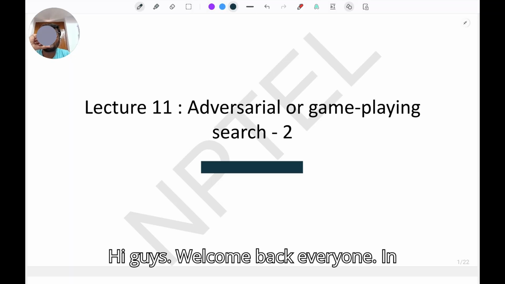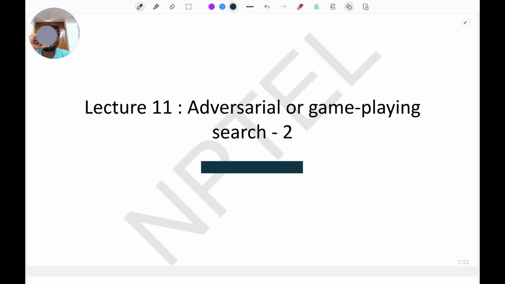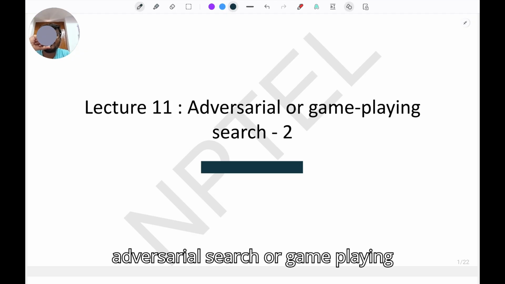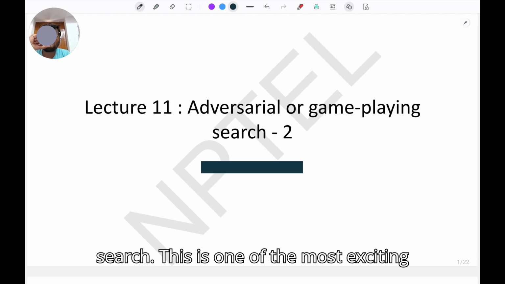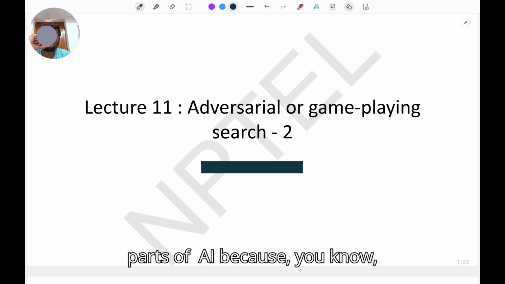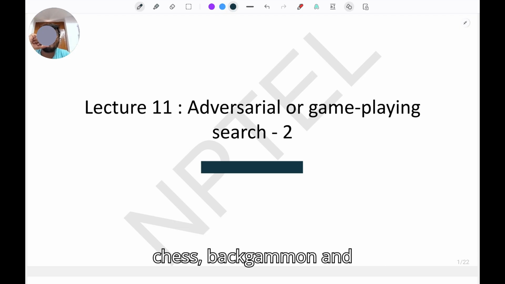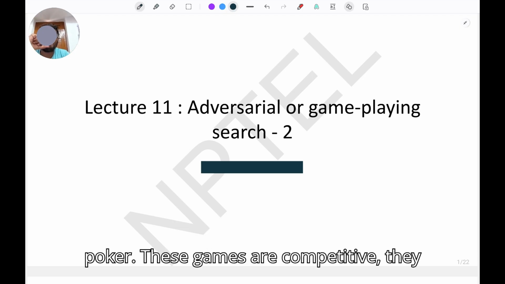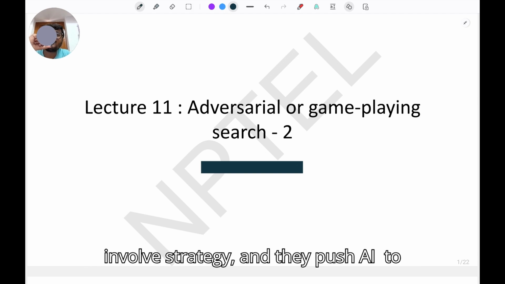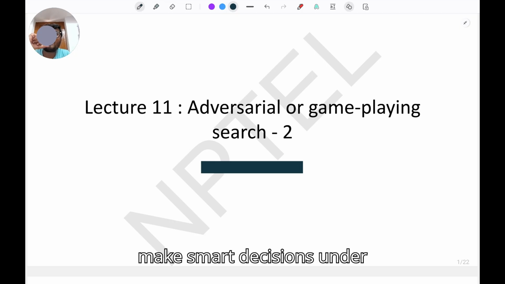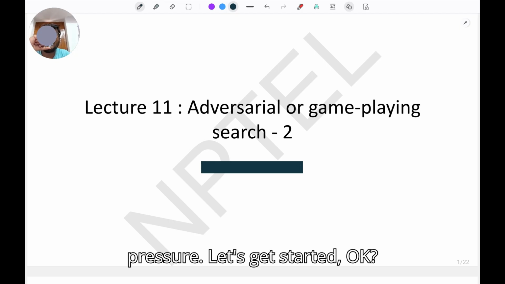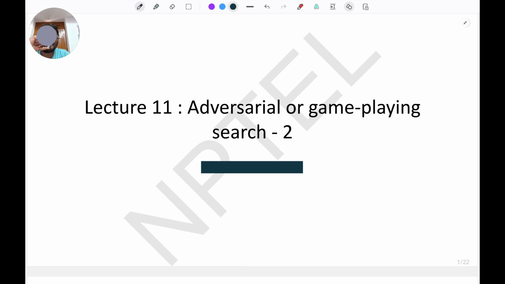Welcome back everyone. In today's lecture we are diving into adversarial search, or game playing search. This is one of the most exciting parts of AI because it connects intelligence with games like chess, backgammon and poker. These games are competitive, they involve strategy, and they push AI to make smart decisions under pressure. Let's get started.